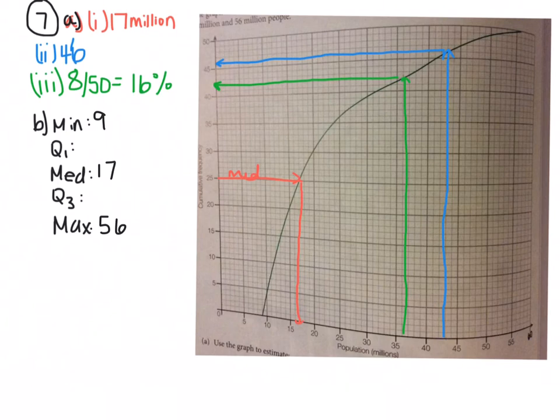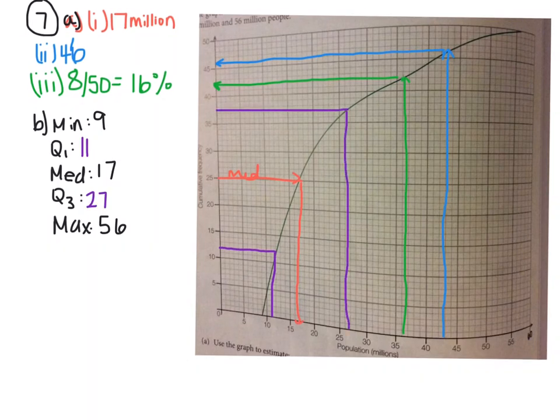Q1 is 25% of your way into your data, which is 12.5 countries. So if you go 12.5 or about 12 in, go to the curve and go down, you'll find that's 11 million population. And then Q3 is 75% of your data in, which is about 37.5. So if you draw a line in at about 37.5 at your frequency and then go down, you'll get about a 27 for your Q3.